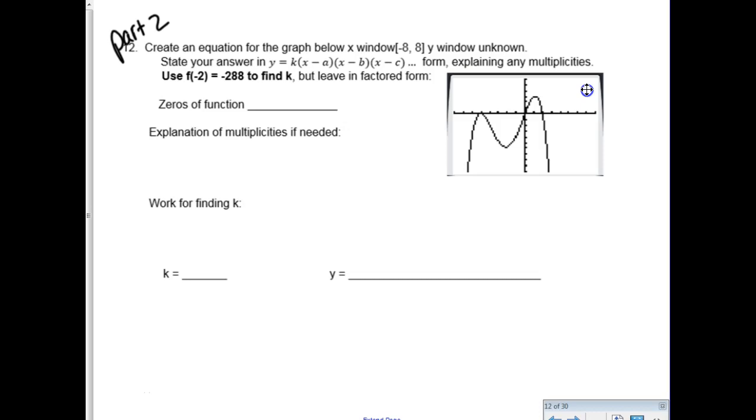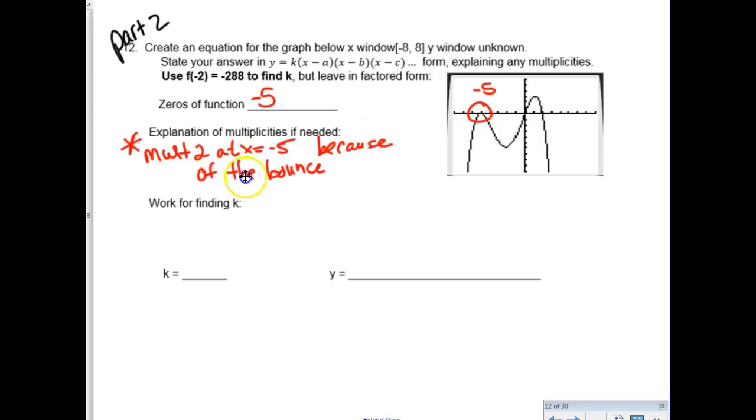Okay, there we go. Oh, everyone's favorite question, finding k. So first you have to identify where the zeros are for your function, and then also indicate multiplicity right below that. So 1, 2, 3, 4. This right here, this is negative 5 with a bounce. So there is multiplicity 2 at x equals negative 5 because of the bounce. This is a really important clue, so keep that in mind. All right, there's another x-intercept at 0 and then another one at 2.